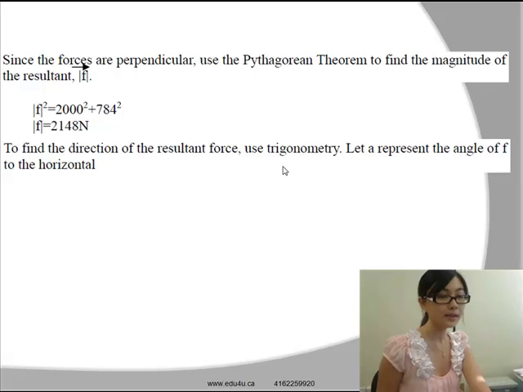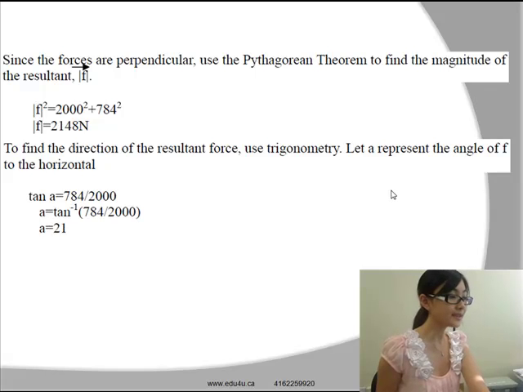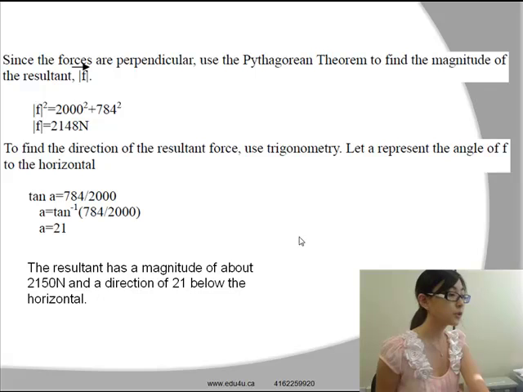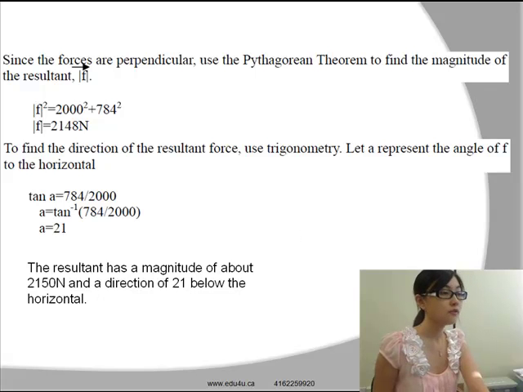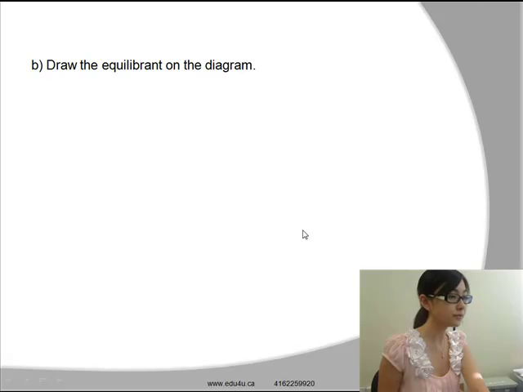To find the direction of the resultant force, we have to use trigonometry. Let A represent the angle of F to the horizontal. We have tan A is equal to 784 over 2,000, which gives us 21 degrees. Therefore, the resultant has a magnitude of about 2,150 Newton and a direction of 21 degrees below the horizontal.